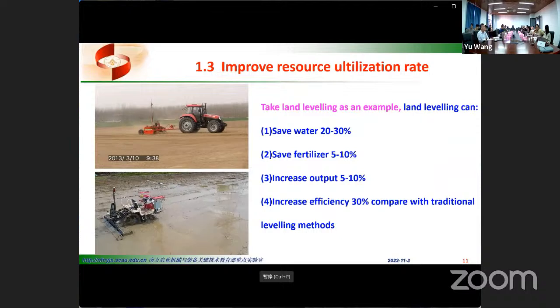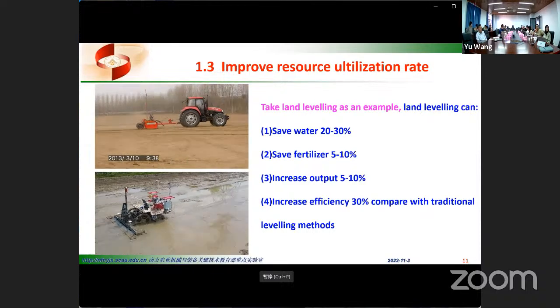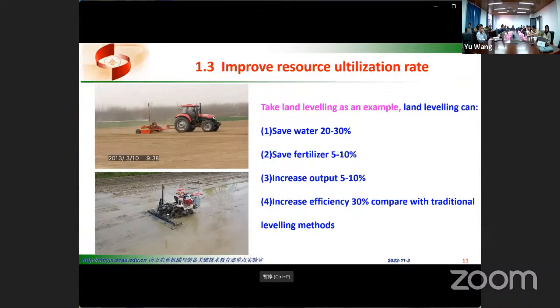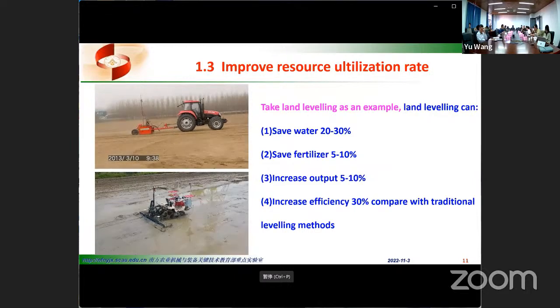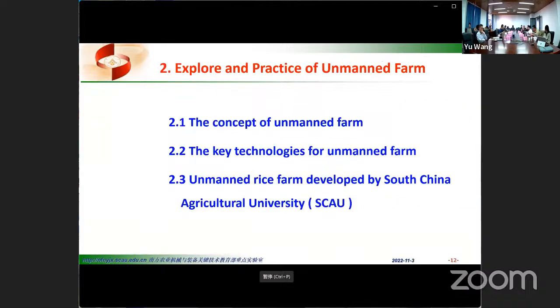Take land delivery as an example. Land delivery can save water 20 to 30%, save fertilizer 5 to 10%, increase output 5 to 10%, improve efficiency 30% compared with the traditional delivering method. Now, I will introduce the explore and the practice of unmanned farm, including the concept of unmanned farm, the key technology for unmanned farm, and the unmanned rice farm developed by South China Agricultural University.